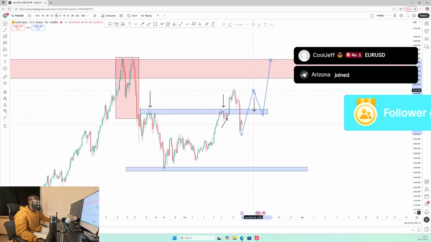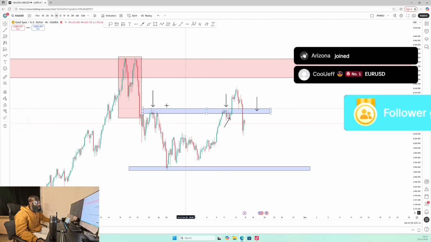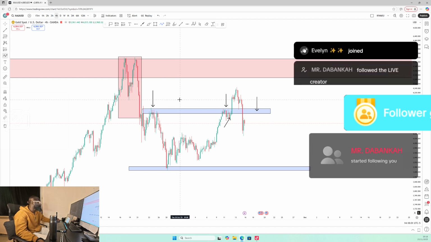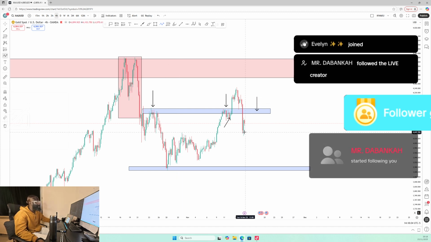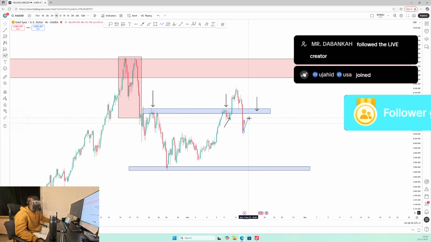So our task for next week is: will price break above this resistance, or will price still be trading below this resistance? That is our duty, that we need to find out whether price will break above or price will be trading below. If price will be trading below, we have what?